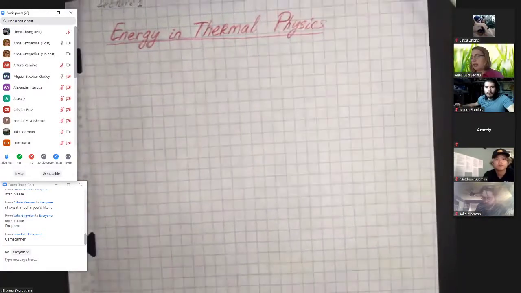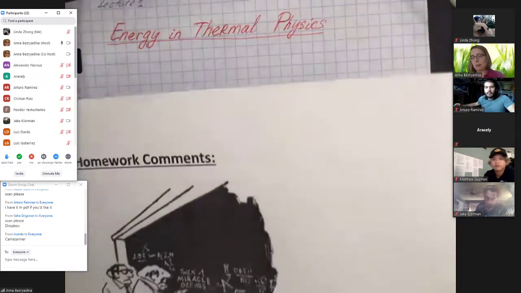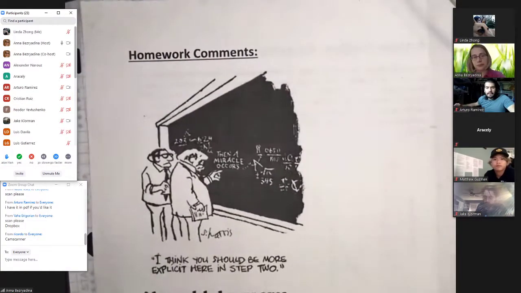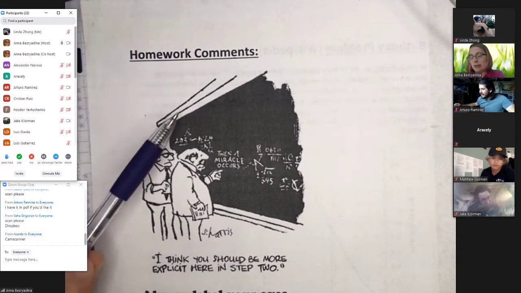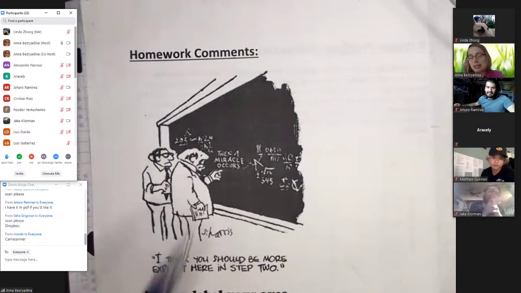Okay, good. So, a few more things about homework comments. Here are a few cartoons for you. Please explain your steps. I don't want something where you give me the initial formulas, then tell me that a miracle occurs, and then give me the final answers. You need to show me the steps, how you get from A to B.